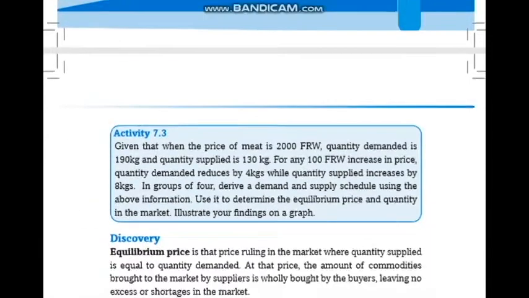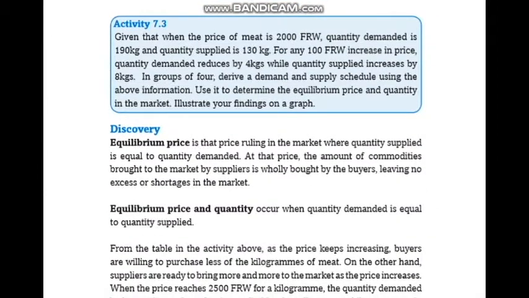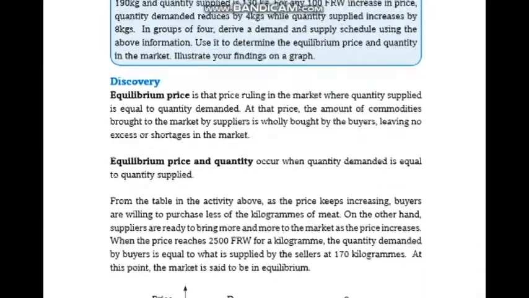So, activity 7.3, given that when the price of meat is 2,000 francs, quantity demanded is 190 kilograms and the quantity supplied is 130 kilograms. For any 100 Rwanda francs increase in price, quantity demanded reduces by 4 kilograms, while quantity supplied increases by 8 kilograms. In a group of 4, derive a demand and supply schedule using the above information. Use it to determine the equilibrium price and quantity in the market. Illustrate your findings on a graph. So this is an example about the unit that we have covered and that we are studying now.